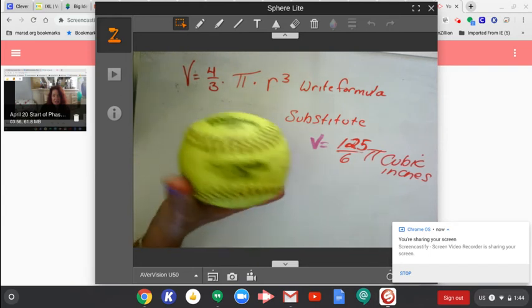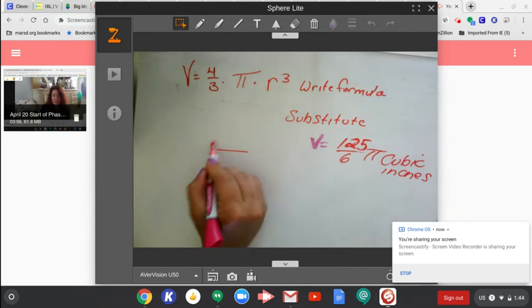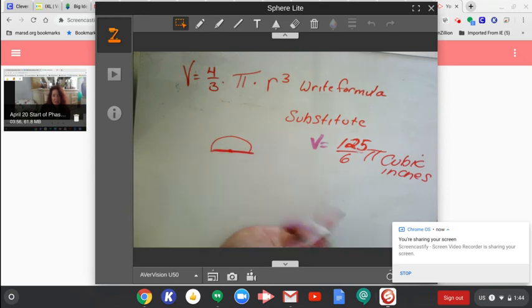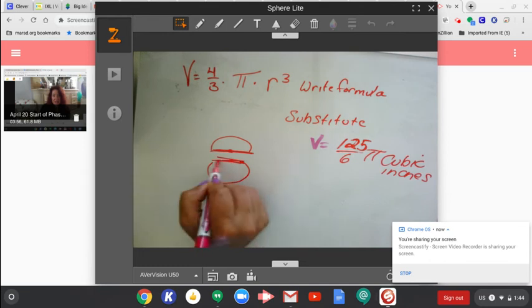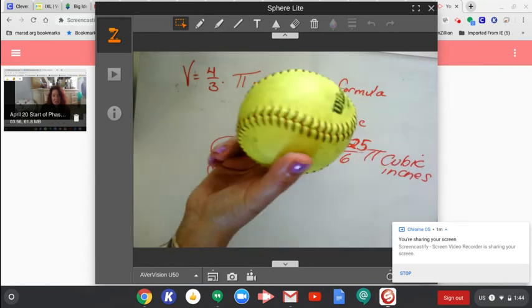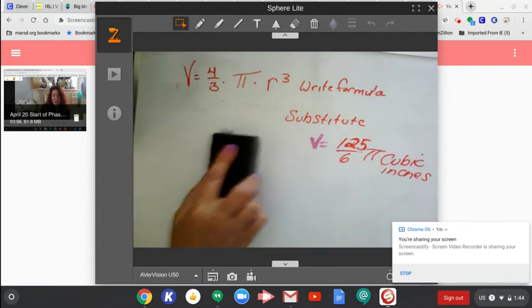Imagine if you were to cut this softball into 2 hemispheres, and you would measure the diameter of the circular base you would create. Okay, so imagine you cut the softball into 2 hemispheres and you measured the diameter of the circular base and took half of that. It would tell you what the radius is, but I don't want to cut my softball into 2 halves and measure, so I'm just going to work backwards.